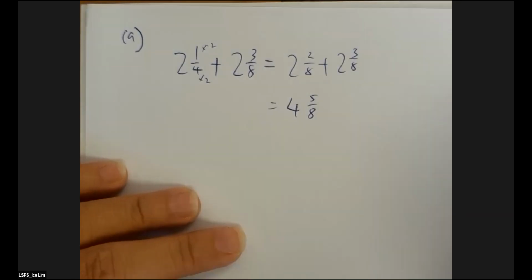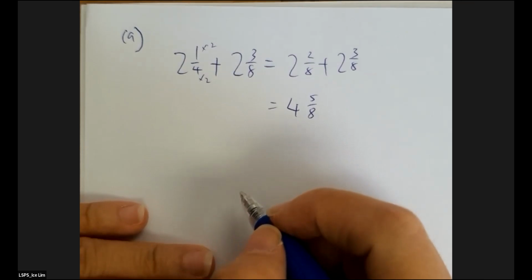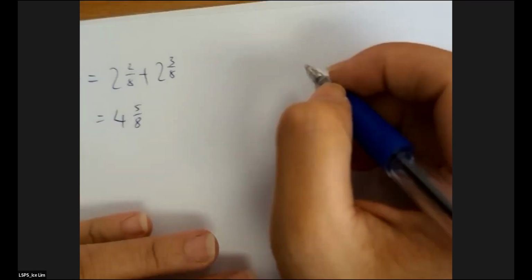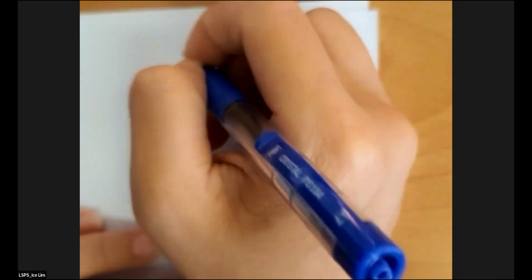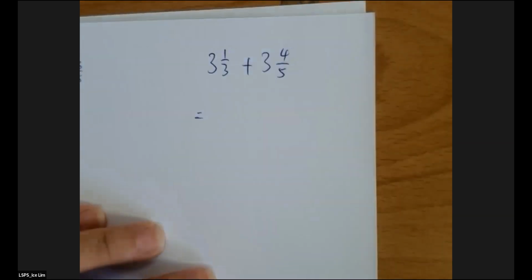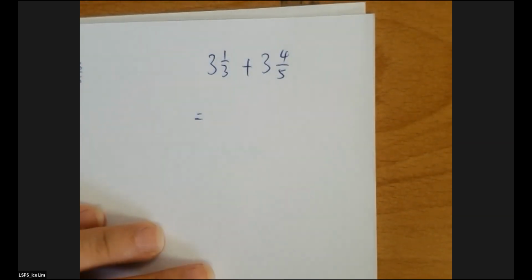Ready? Level up. Next question. Let's go with 3 1/3 plus 3 4/5. 1 second, 2 second, 3 second, 4 second, 5 second. You are doing mental calculation.